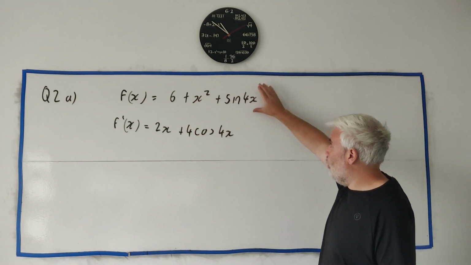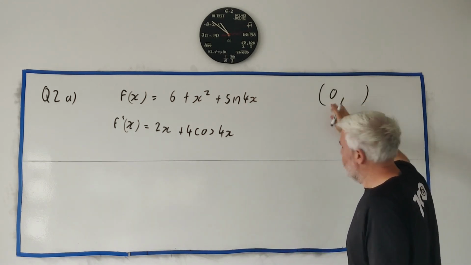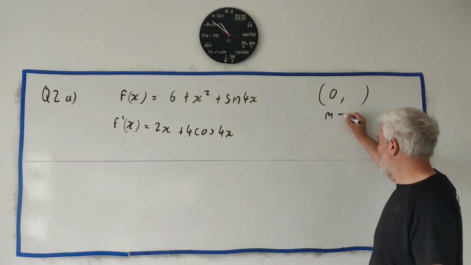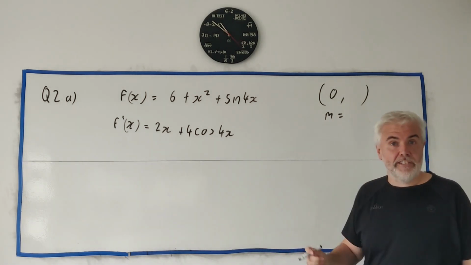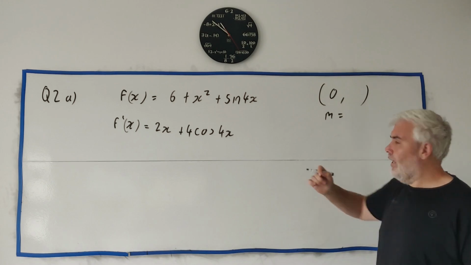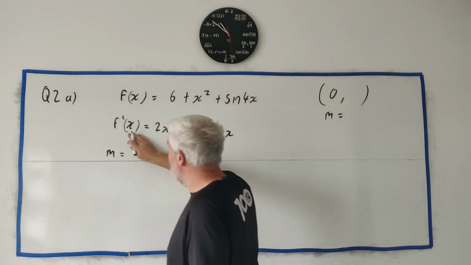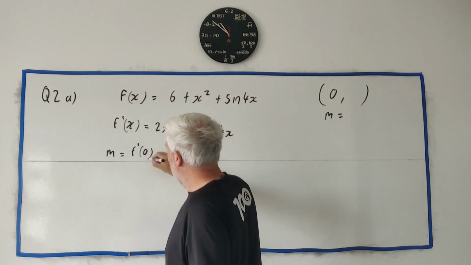So we're looking for a point on this. They told us part of the point is 0. So we're looking for that point at x equals 0. And we're looking for the slope, m equals. Now, when you think slope, you should think differentiation. And they told us the point. So really, the slope is equal to the derivative at 0, f'(0).